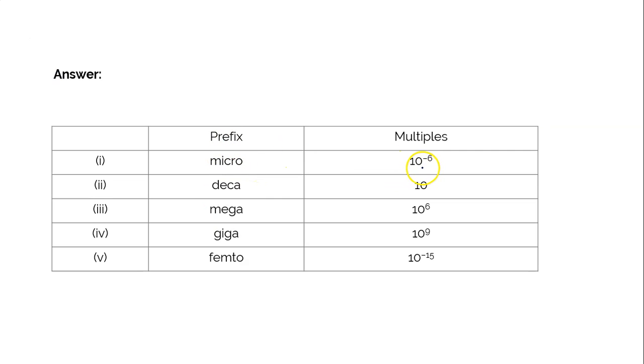Micro is 10 power minus 6. Followed by deca is just 10, mega is 10 power 6 and giga is 10 power 9. Femto is 10 power minus 15. This is something that you got to memorize or remember.